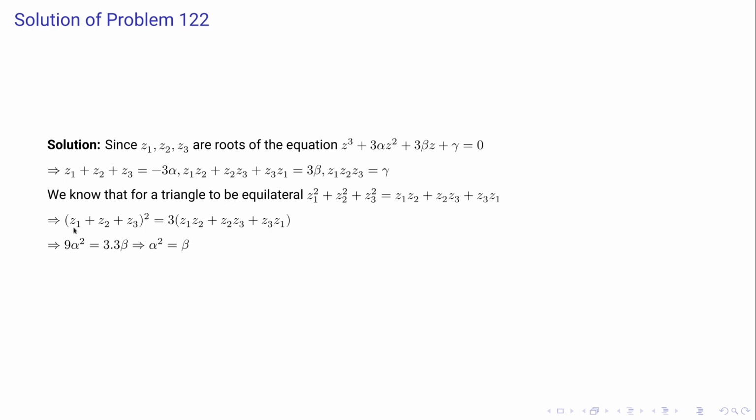Now we substitute the value of Z1 plus Z2 plus Z3, that is minus 3 alpha. So left hand side will become 9 alpha square, and right hand side will be 3 into 3 beta. So we can say that alpha square is equal to beta. This minus sign is of no concern here because we are not having a term which includes Z1 Z2 Z3, so you can actually ignore that. You don't even need to write this.